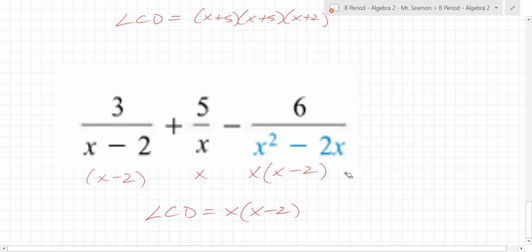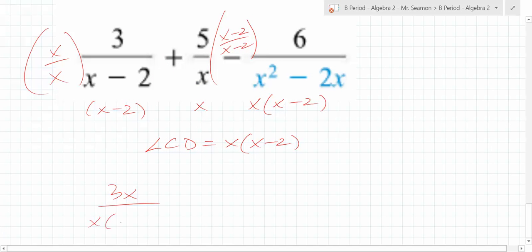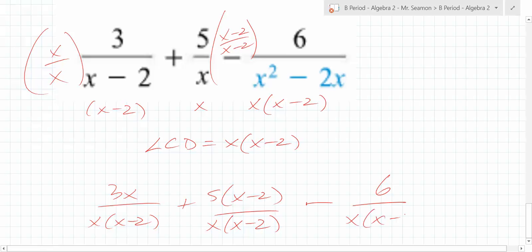Oh! So what do you multiply this by right here? The first one you multiply by? What do you multiply the first one by? X over x. What do you multiply this one by? X minus 2. Over x minus 2. So what do you end up with? You end up with 3x over x times x minus 2 plus 5 times x minus 2 over x times x minus 2 minus 6 over x times x minus 2.